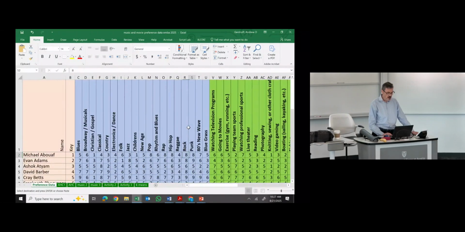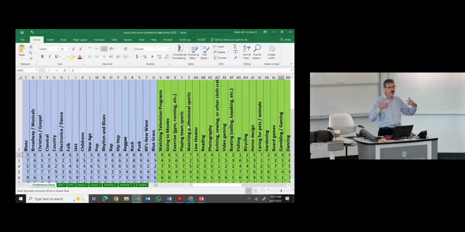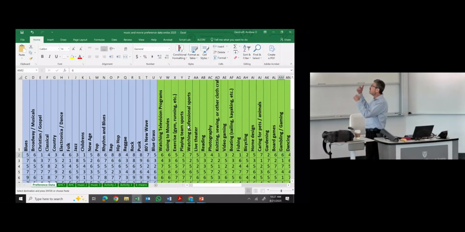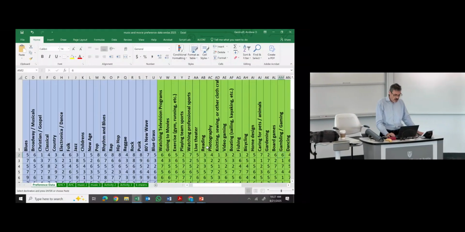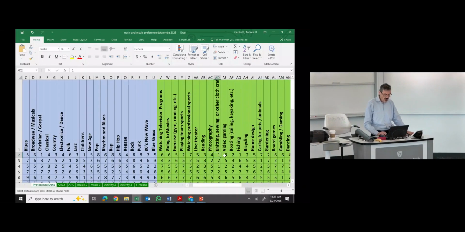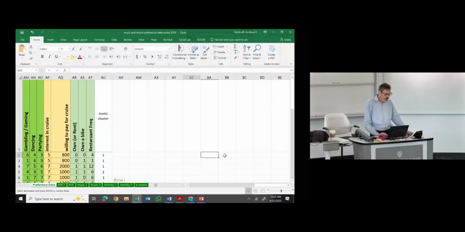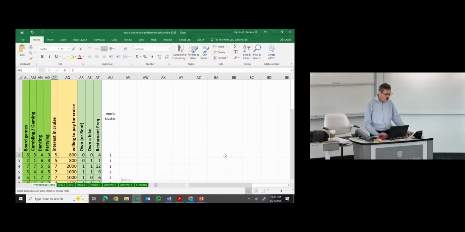I can think about, if this was a representative sample of the population, I know something about these individuals and what kind of music they like. I also have other data that I happened to collect on their interest in going on a cruise, their willingness to pay for cruises, whether they own or rent their homes, own or rent a bike, and how often they go to restaurants.